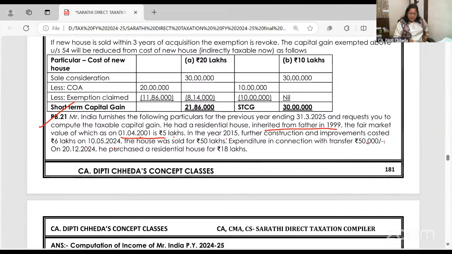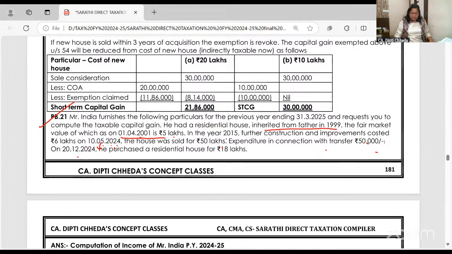On 10/5/2024, the house is sold for 50 lakhs. Expenditure is 50,000. And see, you have sold the house when date of transfer is 10/5/24. So 10/5/24 to 10/5/26 you can buy the house.